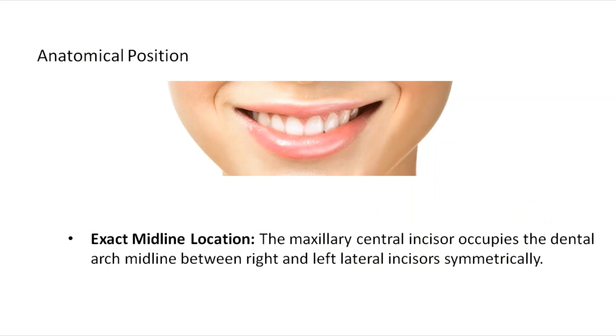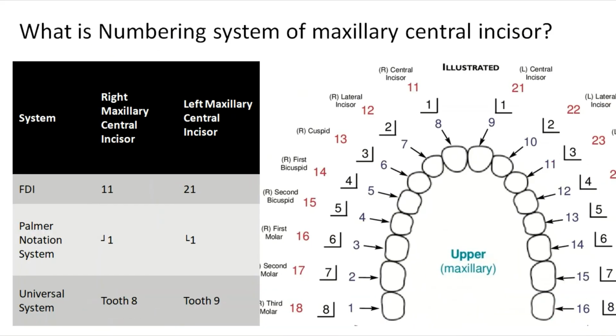The anatomical position we will see is exactly the midline location. In this rectangle, we will see the midline location of the mouth. The maxillary central incisor occupies the dental arch midline between the right and the left lateral incisors symmetrically.